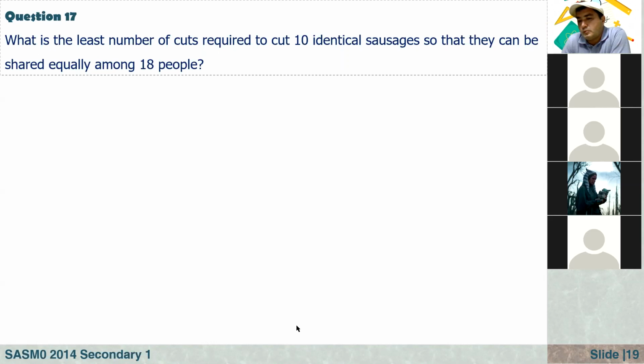Just divide all sausages by 2. What? Divide all sausages by 2. Okay, now we have 20 pieces. Then, yes, 2 pieces. I don't know.